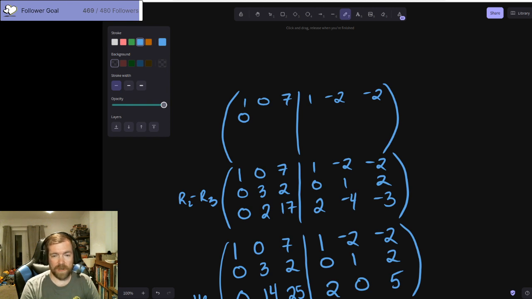0. Subtract the number underneath it. So 3 minus 2 is 1. 2 minus 17 is -15. 0 minus 2, -2. 1 minus -4 is going to be 5. 2 minus -3 is going to be 5. And we did not change the number below, or the other one.